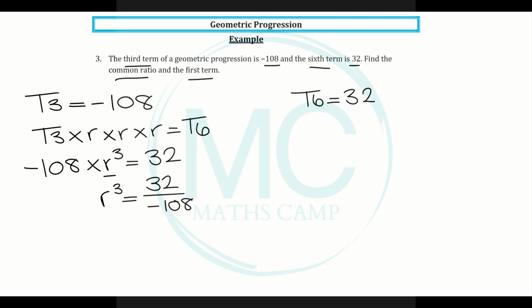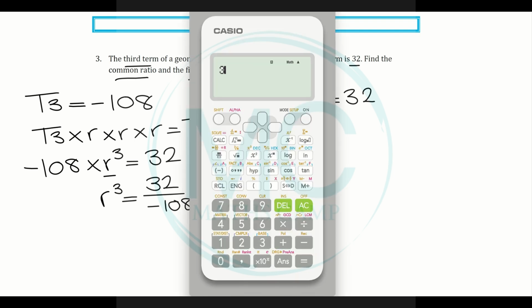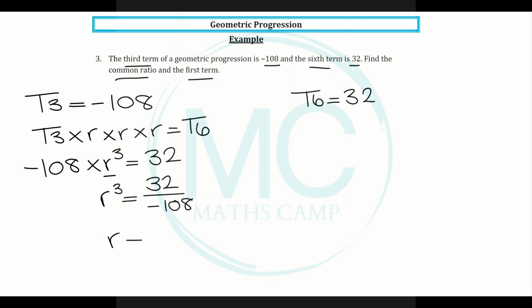Take your calculator. 32 divided by negative 108 is equal to negative 8 over 27. This is r cubed, but to find r, I can cube root. So now I can say cube root, my answer, is equal to negative 2 over 3. This is my r value, negative 2 over 3.